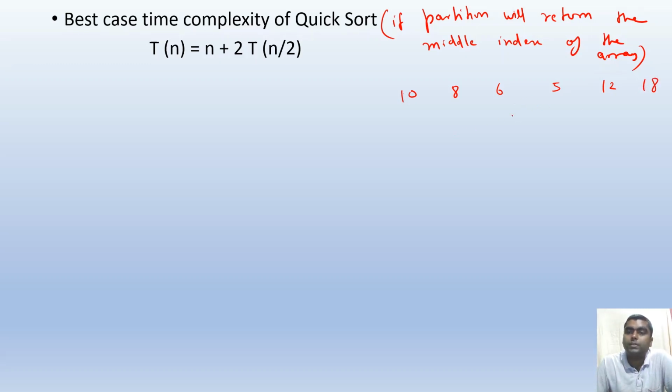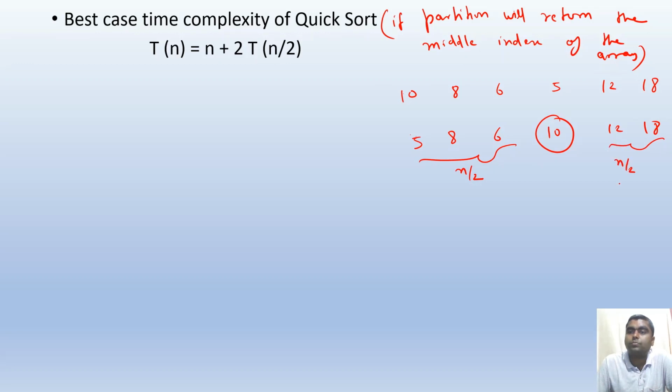So this way, finally after applying it, you will get 10 placed at its correct position. So what will be the answer in that case, like 5, 8, 6 and 10, let us suppose. This is the pivot element, so this is n by 2, and this side also almost n by 2, so it is dividing into two halves. And the partition algorithm will take order of n time.